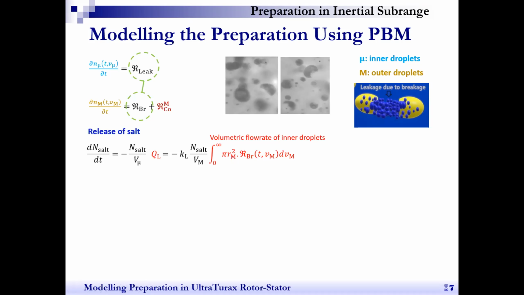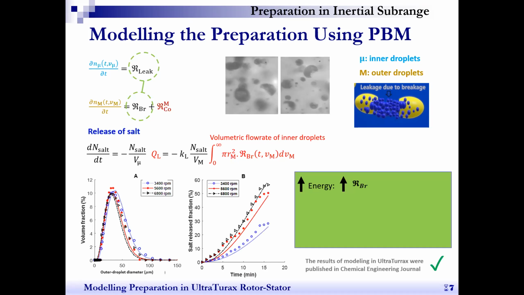And by knowing this leakage, we could develop a model for the volumetric flow rate of inner droplets to the external phase due to the broken surface of the outer droplets. And by having this, we could find the release of our NaCl. Solving this system helped us to find the size of inner and outer droplets and also the encapsulation efficiency in the system. As an example, here I show you the change in the energy in the system during the second step of preparation. We changed the stirring rate from 3,400 RPM to 6,800 RPM.